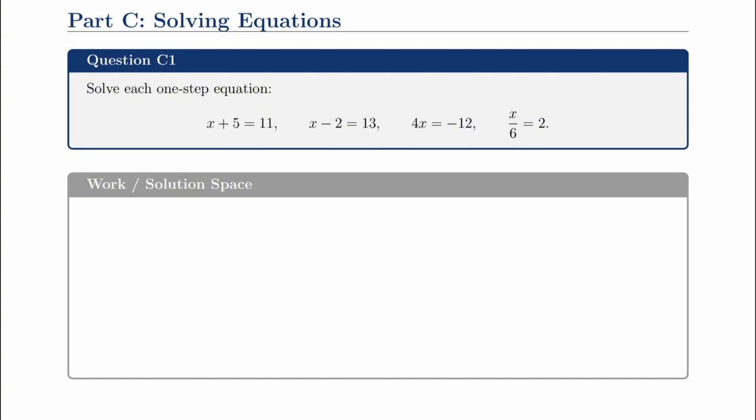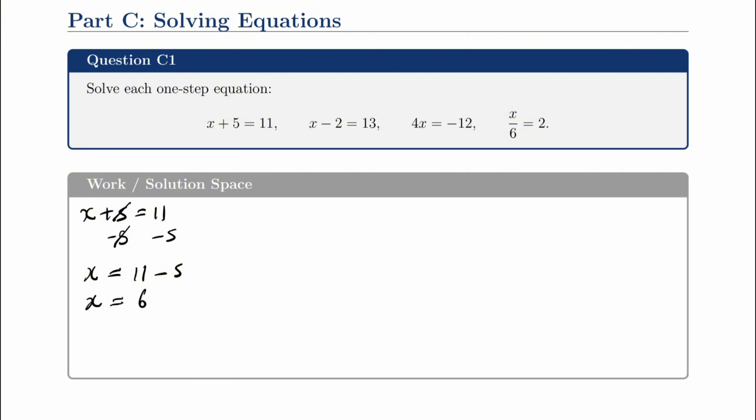Let us see how we solve one-step equations. So we have x plus 5 is equal to 11. We want to isolate x here, so we can go ahead and subtract 5 from both sides. So 5 and 5 cancel on the left. We remain with x is equal to 11 minus 5, right? So therefore, x is 6. 11 minus 5 is 6.